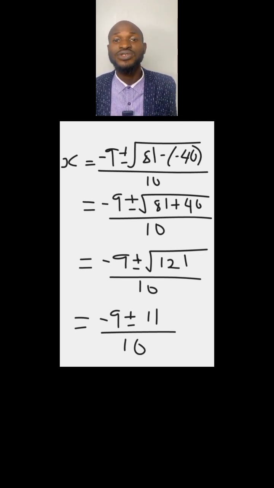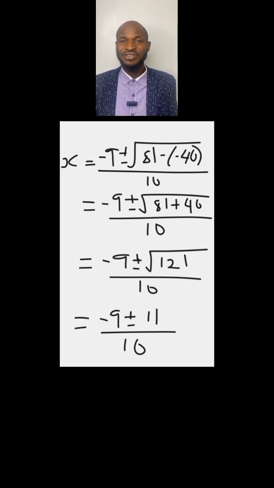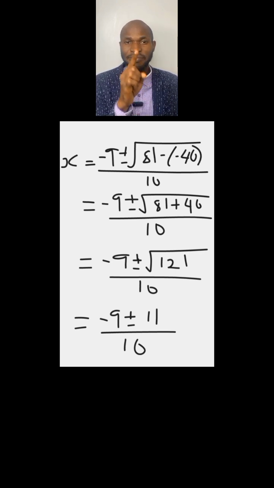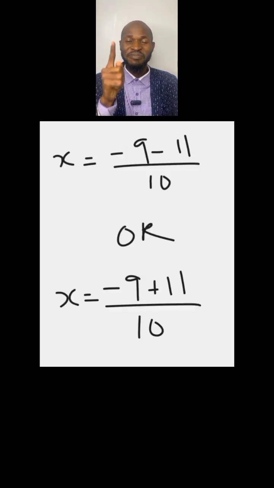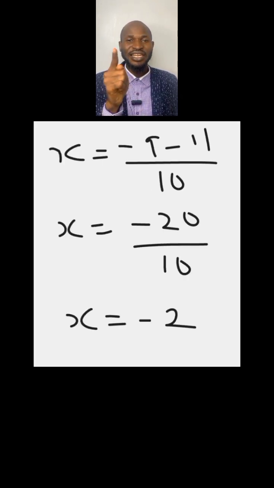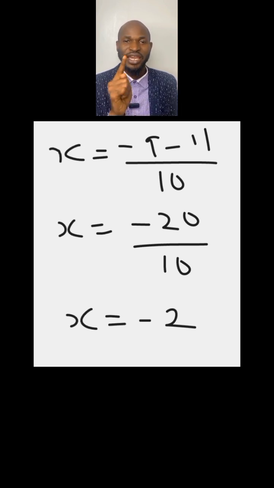So what is the root of 121? It's 11. So you have minus 9 plus or minus 11 all over 10. So it's either minus 9 plus 11 over 10, or minus 9 minus 11 over 10. It is that simple. Minus 9 minus 11 over 10 gives you minus 20 over 10, which is minus 2. So x is minus 2 in one case.